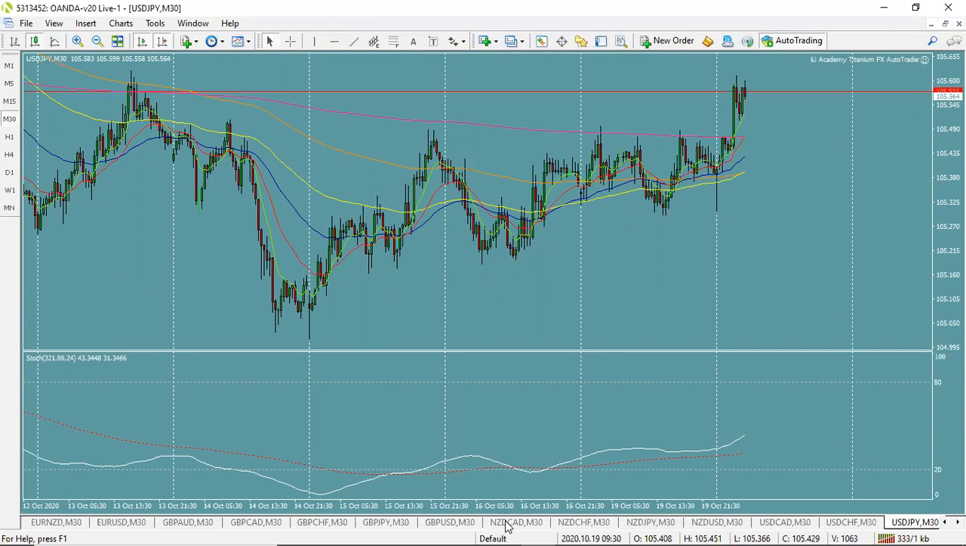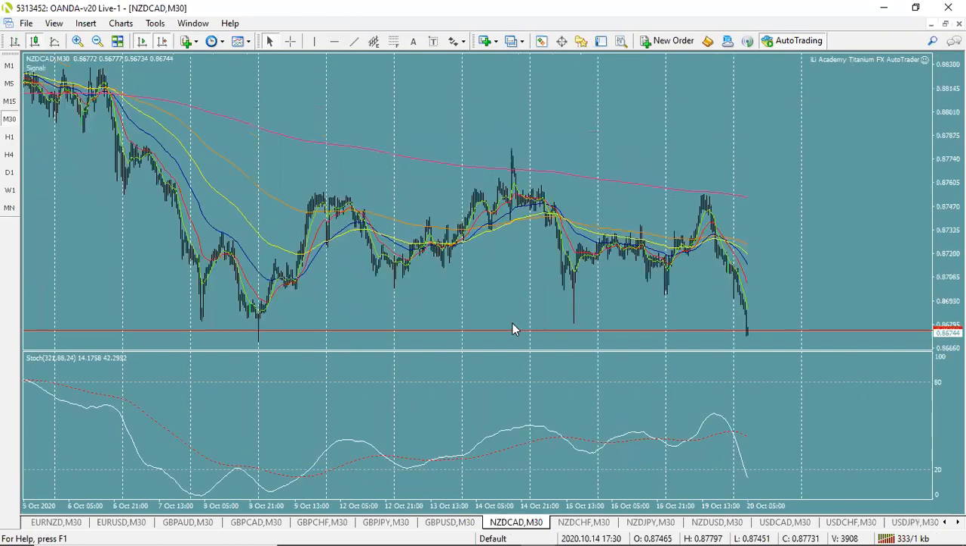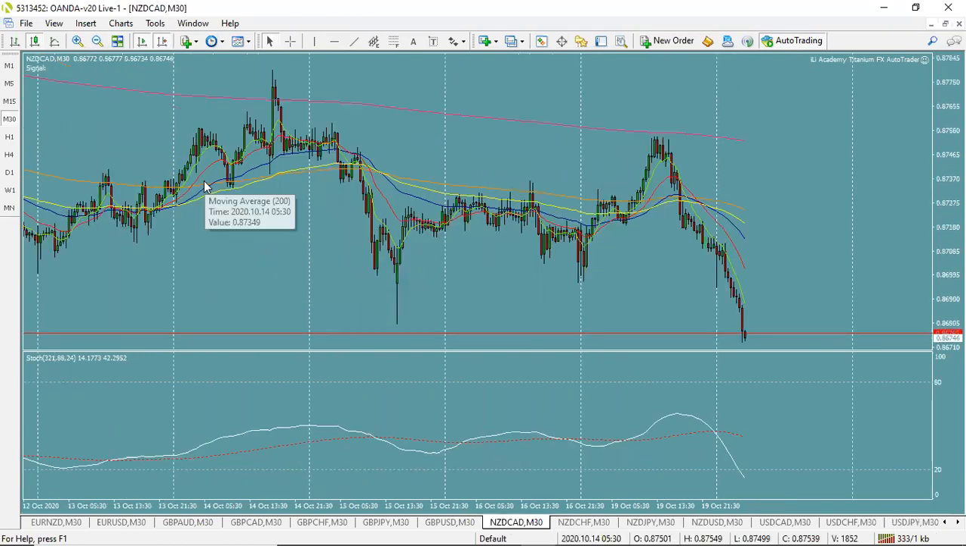Let's jump over here to New Zealand CAD. This is something we were looking at this morning, or last night when we went over the trades as well. This one actually turned out pretty good because we retraced up here to the 720. We dropped our order here on our blue 50 or our yellow 100, and then we had a nice move to the downside. We also had a catapult here too, so I'm going to show you that.